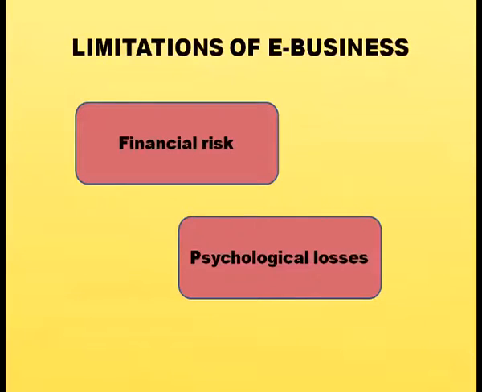Similarly, e-business also has financial risk. As a seller, you may not receive the money even after delivery of the product in certain cases if you are not moving through the proper mechanism. Similarly, as a buyer, you can have psychological losses, like you have not received the product according to your taste. Okay, you have ordered pink colored shoes, but the color is not what you had thought in your mind. Something like that can happen in the case of e-business also. So, that can be a limitation of e-business.